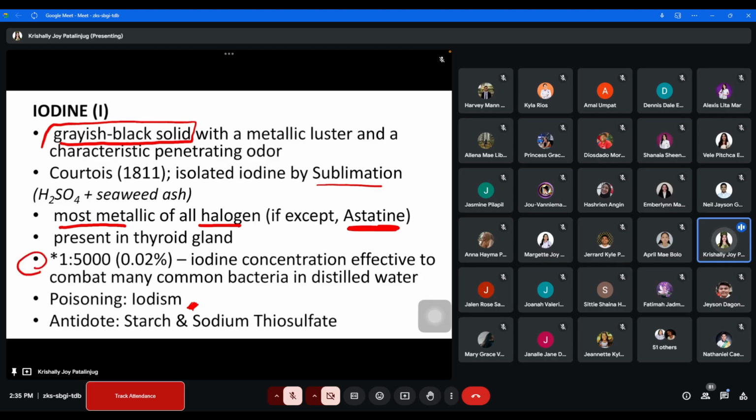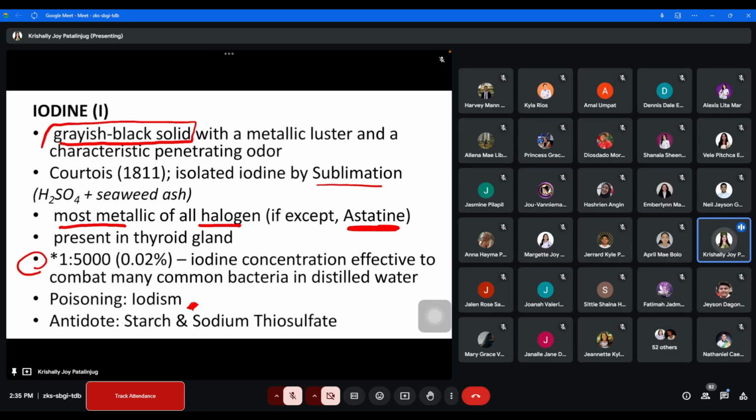This concentration is the one that is effective to combat many bacteria in distilled water. So 1:5,000. So yan yung iodine concentration. Effective, no?